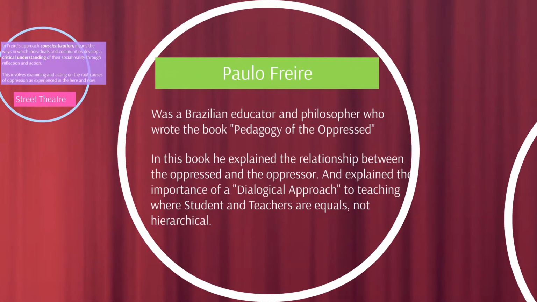Paulo Freire was a Brazilian educator and philosopher who wrote the book Pedagogy of the Oppressed. In this book, he explained the relationship between the oppressed and the oppressor, and explained the importance of a dialogical approach to teaching where students and teachers are equals and it's not hierarchical. What that necessarily means is most of us, especially in the American education system, are very used to a teacher explaining things to you as I am now, and the students just taking notes and trying to learn as best as they can.